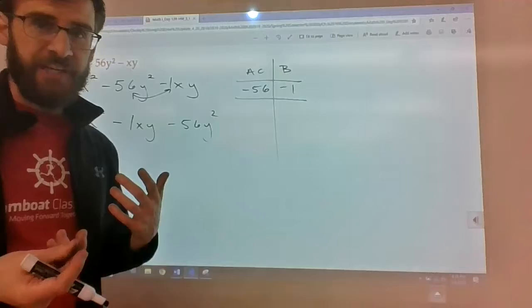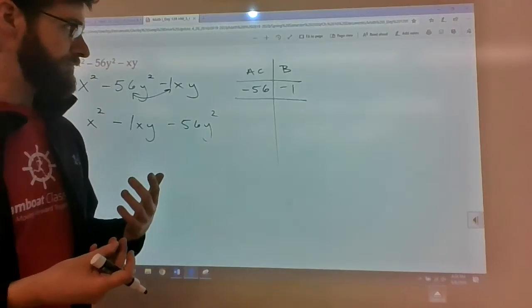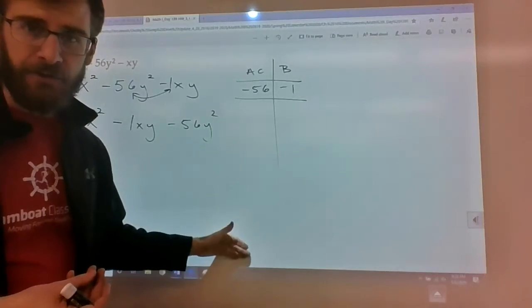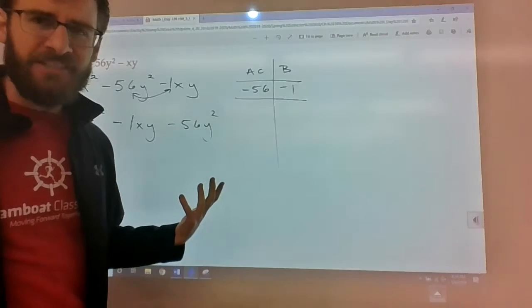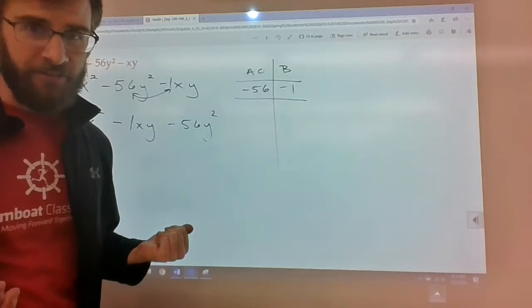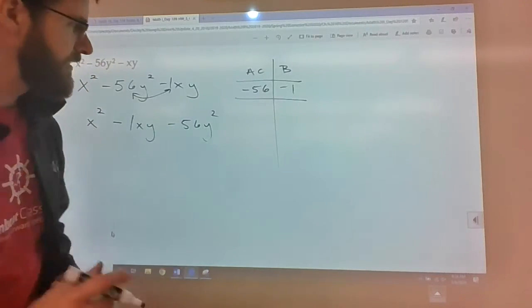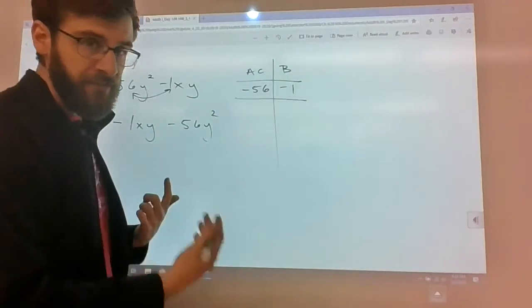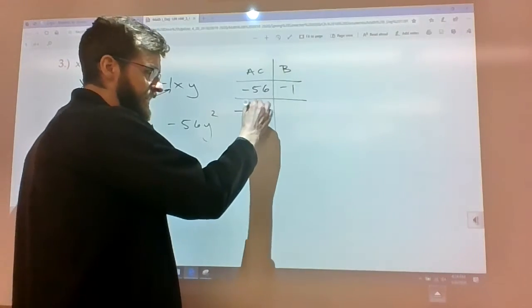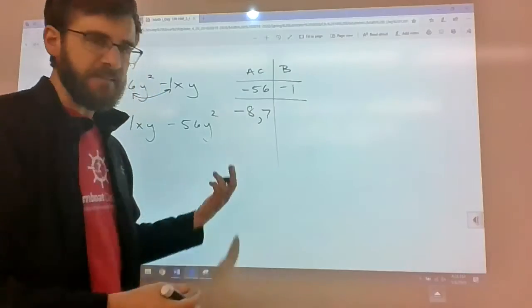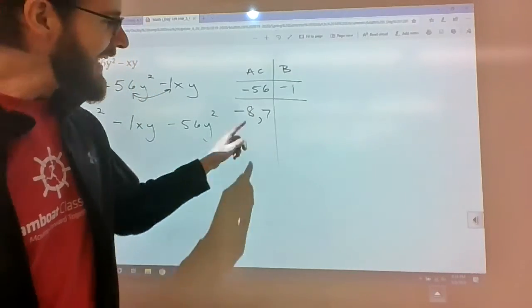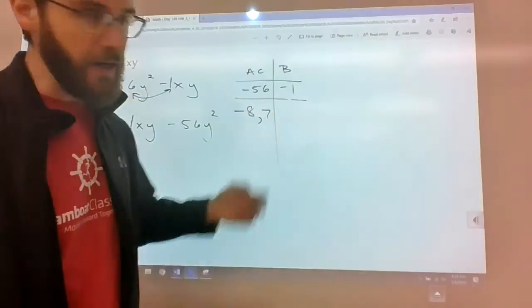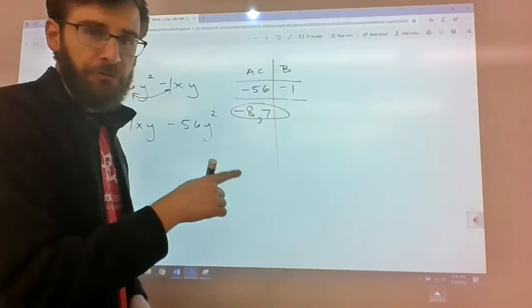Again, you guys can put together this whole list of the factors, but if you can see it right away, 8 times 7, that's 56. And in this particular case, you need one of them to be negative. Negative 8 times positive 7 is negative 56, multiplied, and adds up to negative 1. So we got it. Those are my two factors.